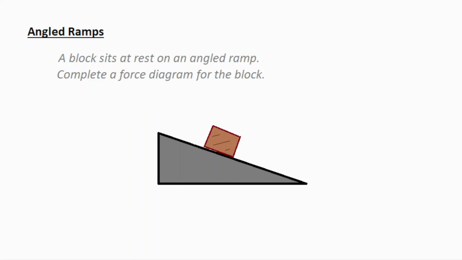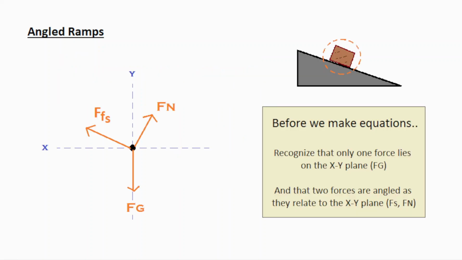We're looking to draw a force diagram for this block that is at rest on the angled ramp. I have 3 forces that act: a downward gravitational force from Earth, a normal force that is directed up and to the right, perpendicular to the ramp's plane, and then a static frictional force directed up and to the left, parallel to the ramp's plane, and preventing the object from moving down and to the right.